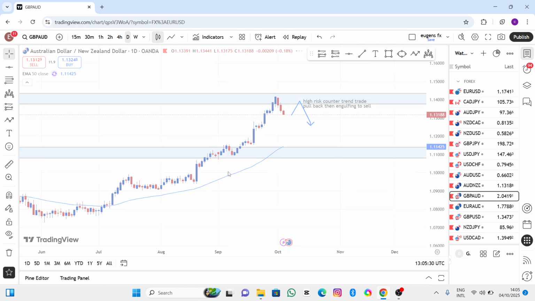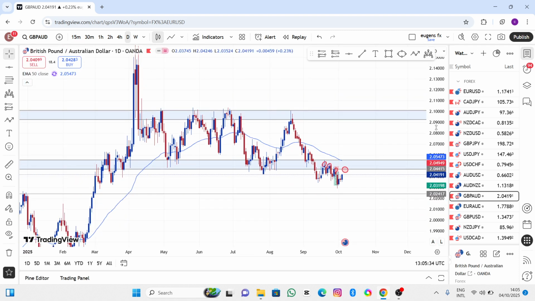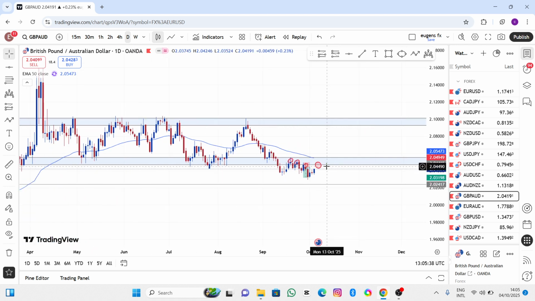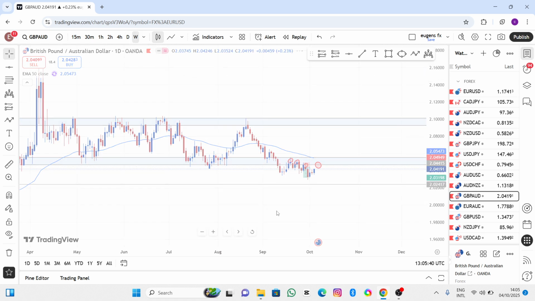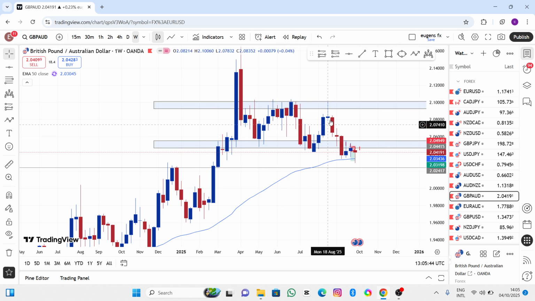So the next pair we have is GBP AUD. GBP AUD has actually been very nice to me for a while now. So GBP AUD on the weekly, let's just get straight to it. On the weekly we are bearish. Lower low, lower high, lower low, lower low, lower high, new lower low, and the potential lower high to continue.